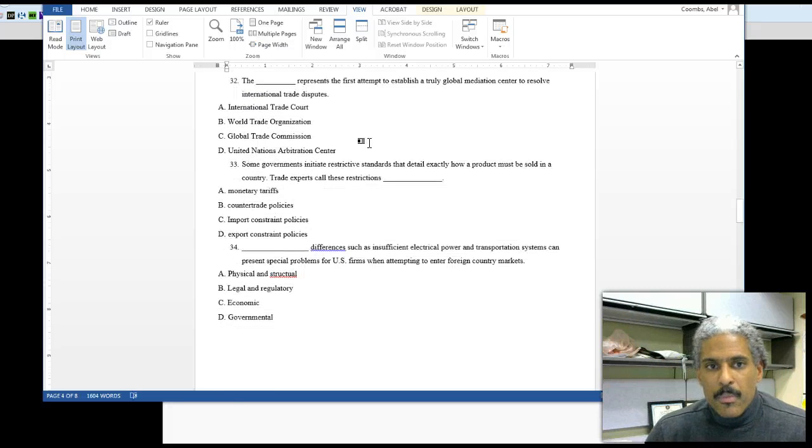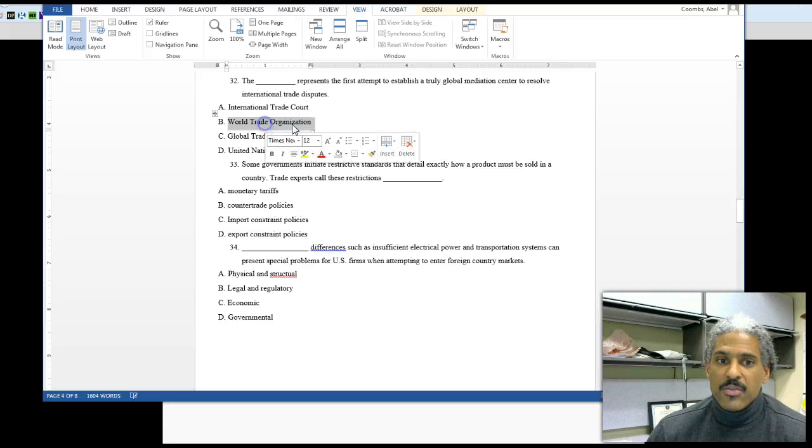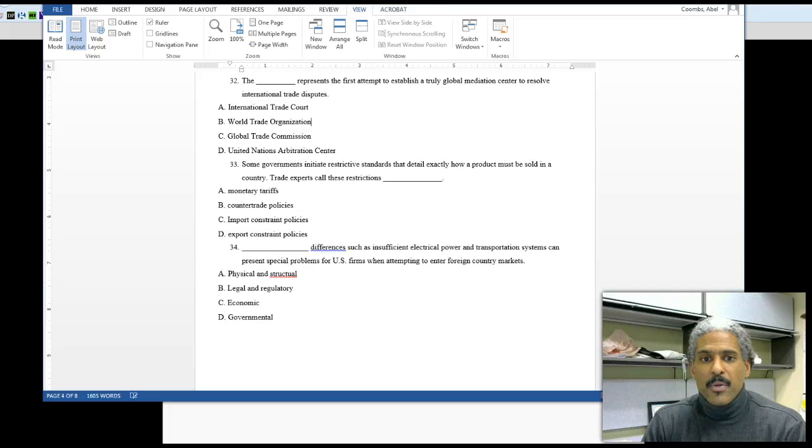32. The blank represents the first attempt to establish a truly global mediation center to resolve international disputes. This is ahead of our class session, the answer is here. World Trade Organization, also known as WTO is the short version.